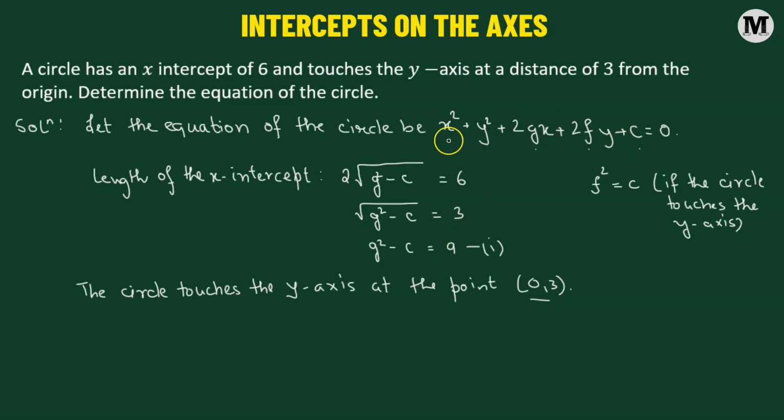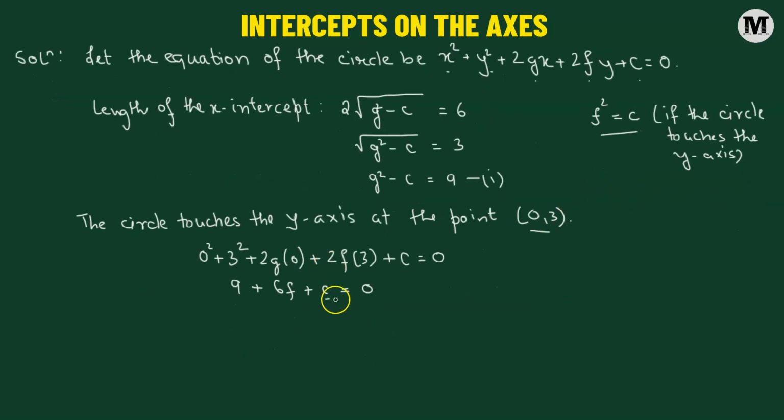Which means that in the general equation of the circle, we are going to replace the value of x with 0 and the value of y with 3. We get 0 squared plus 3 squared plus 2g times 0 plus 2f times 3, plus c equals 0. So we get 9 plus 6f plus c equals 0. Now we have already obtained the condition that if the circle touches the y-axis, then the value of c will be equal to f squared. So we can replace the value of c with f squared.